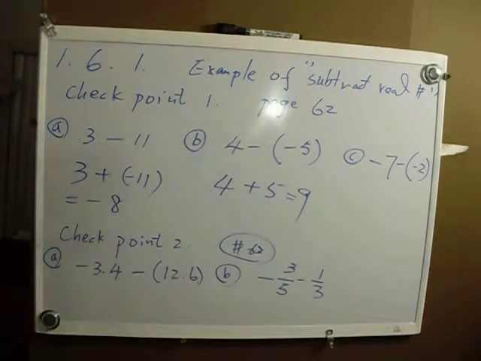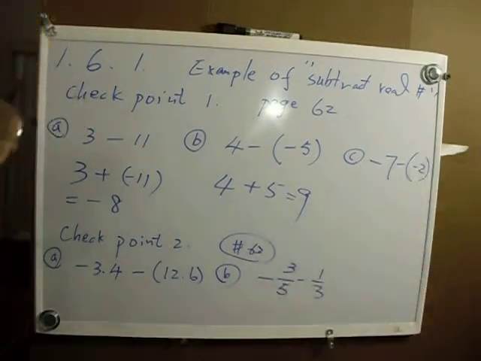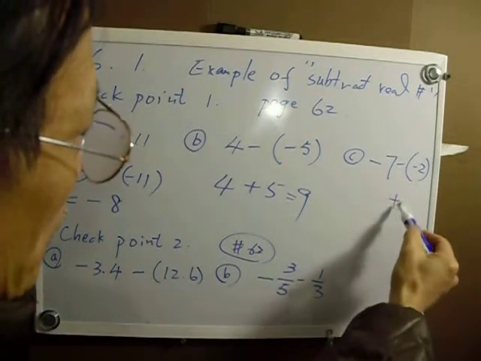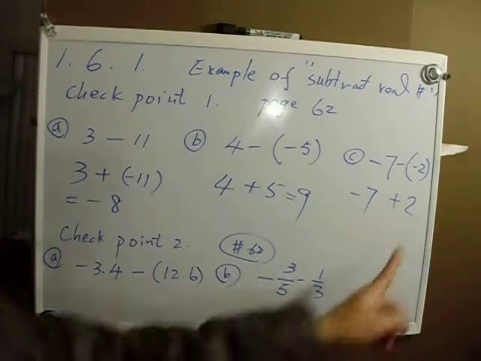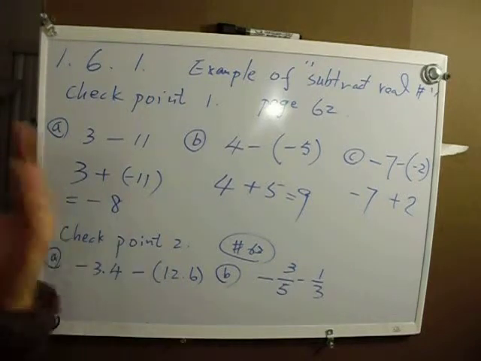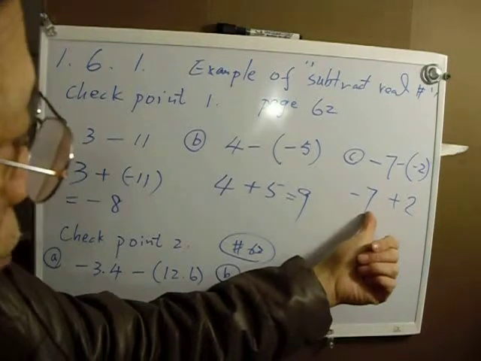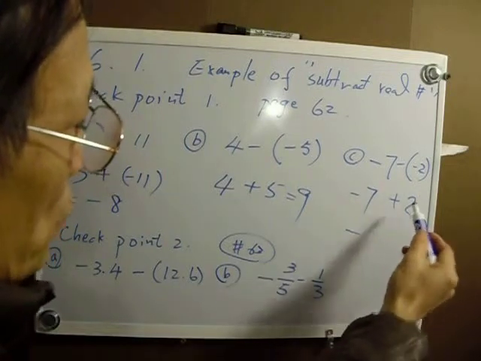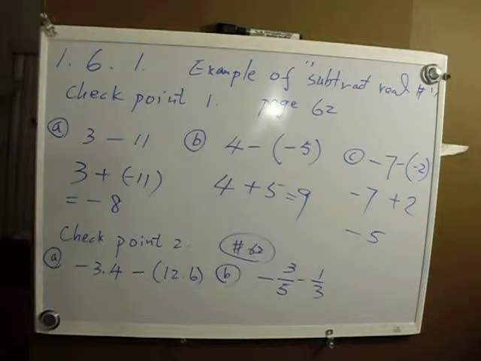Example C, negative 7 subtract a negative number. Again, this is the opposite of an opposite, so it becomes adding 2 here. Negative 7 add a positive number. As in our previous section, we use the larger number to decide the sign. The result will be negative. Then use positive 7 subtract 2, that's 5, so negative 5. The result will be this. So that's how we deal with these three examples.